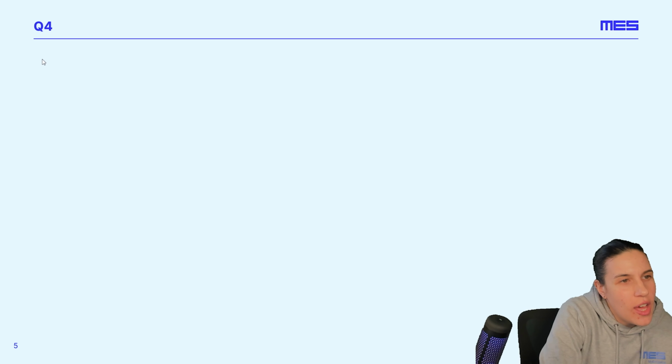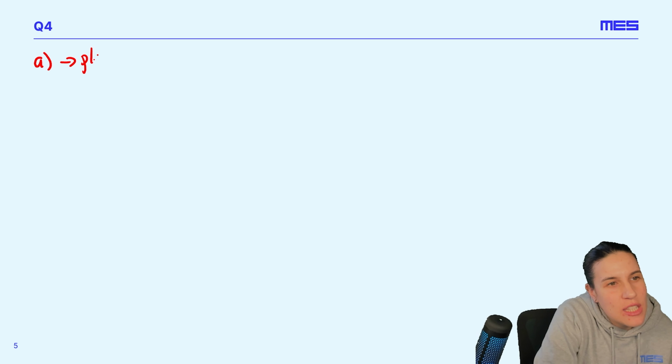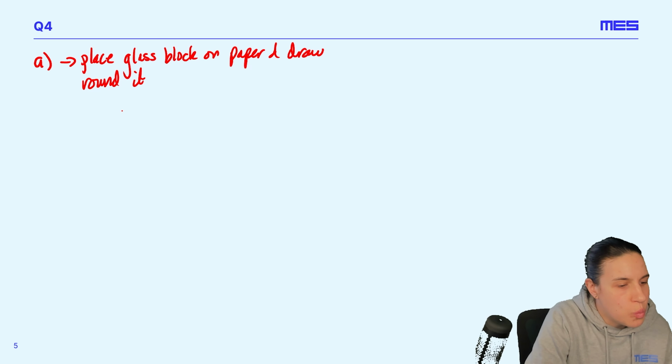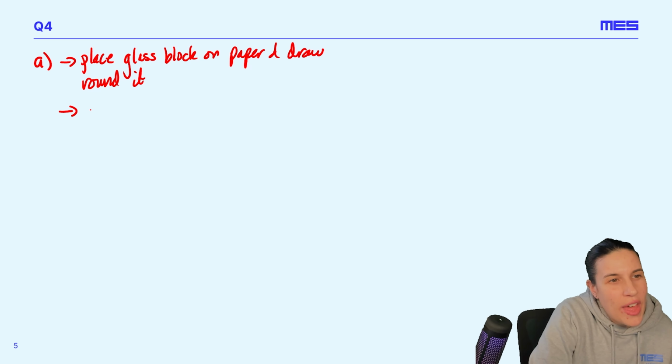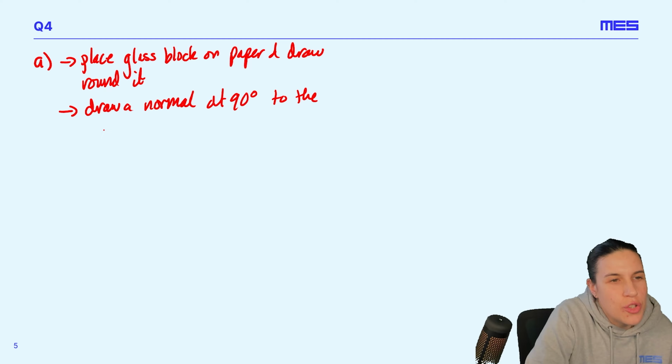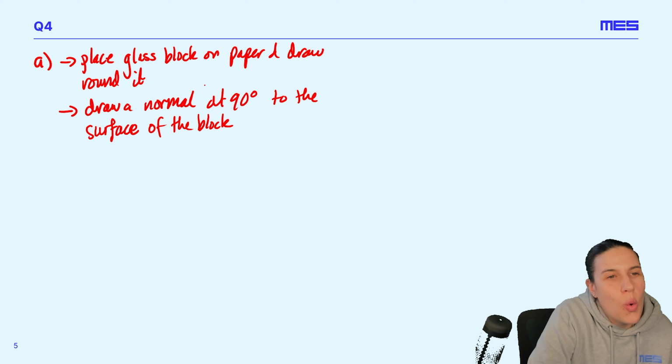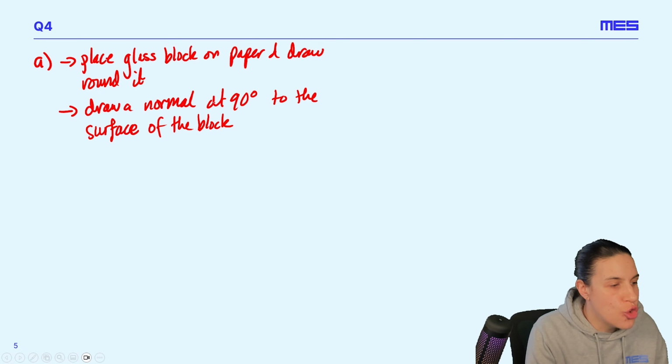So the first thing that we're going to do is place the glass block on paper and draw round it. That is mark number 1. Okay. We're then going to draw a normal at 90 degrees to the surface of the block. Don't forget to always add what angle we're drawing our normal at.